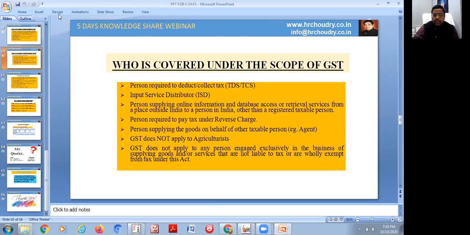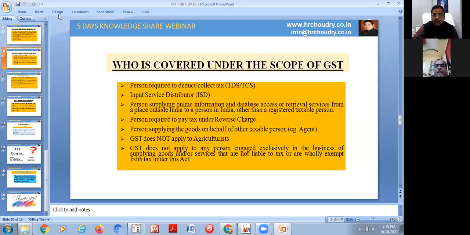An input service distributor also has to take the GST registration. It means if you have many branches in other states, you have to take the ISD. If you have one central company and you also have business in other states, you have to take the ISD registration, because the input will be distributed to the other states also.